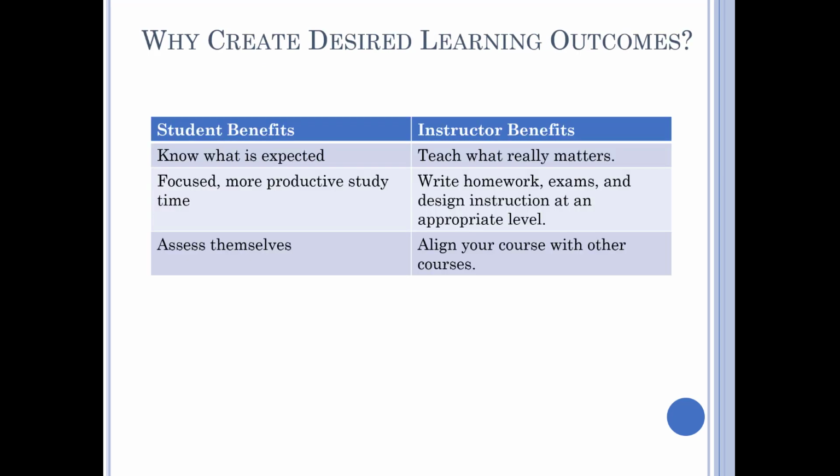Here are some of the items that I came up with. In terms of student benefits, the students will know what's expected if they can read a list of desired learning outcomes. They can focus more productively in their study time, and they can assess themselves. I do provide my students with learning outcomes, and I encourage them to read those outcomes as they're preparing for quizzes or tests. Could they do the things listed on the sheet? If not, they know where to study.